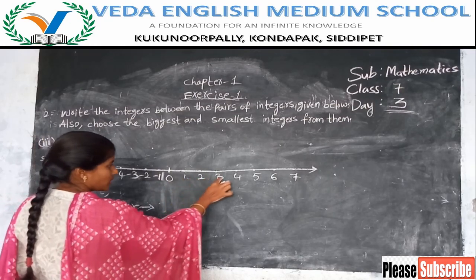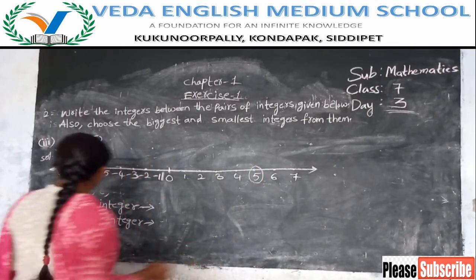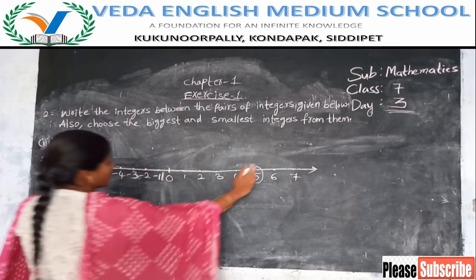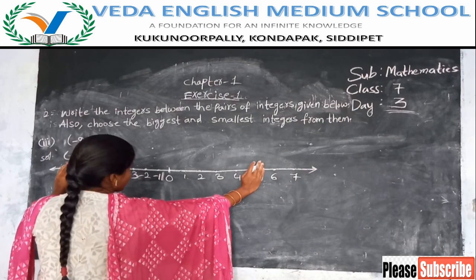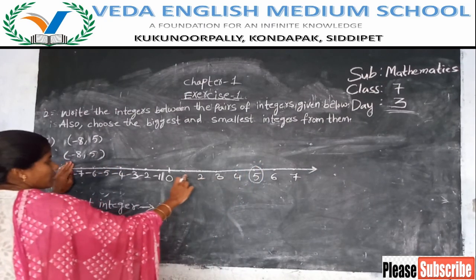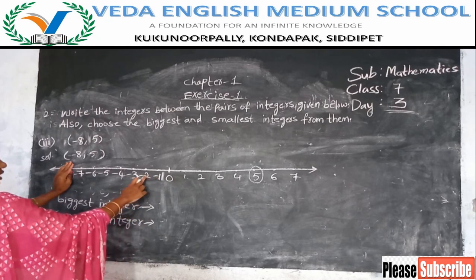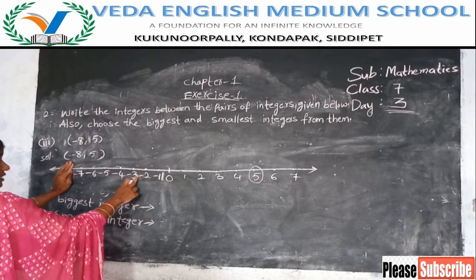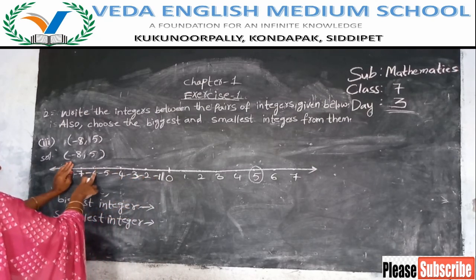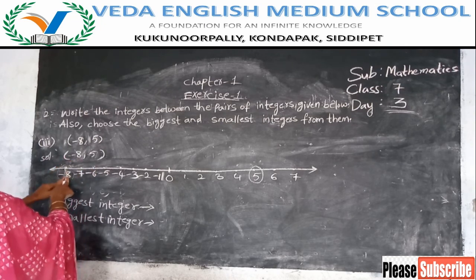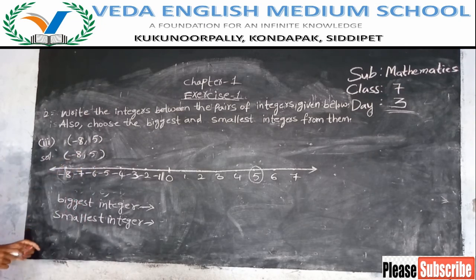0, 1, 2, 3, 4, 5. Here we have 5. That means between minus 8 and 5, this many integers are there: 4, 3, 2, 1, 0, minus 1, minus 2, minus 3, minus 4, minus 5, minus 6, minus 7. Don't go for minus 8. Here we already have minus 8 in the question.